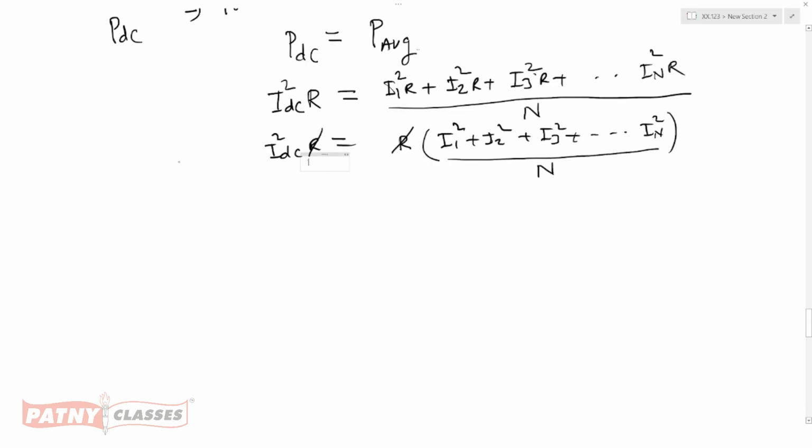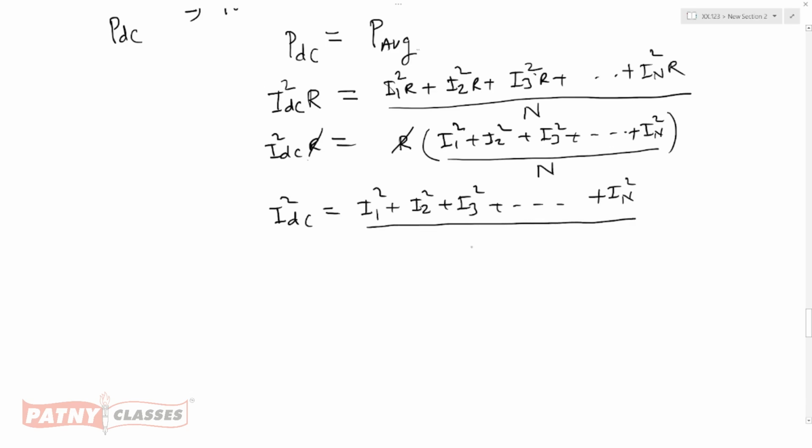so we get I square DC equals to I1 square plus I2 square plus I3 square plus and so on IN square divided by N. Now taking square root both sides.